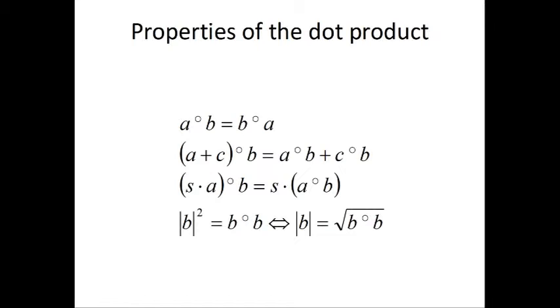Obviously, if this is in 2 dimensions, this is simply the regular trigonometry rule that we know about the length of vectors. Simply the square root of x squared plus y squared. But this is a bit more general in this case for any number of dimensions.